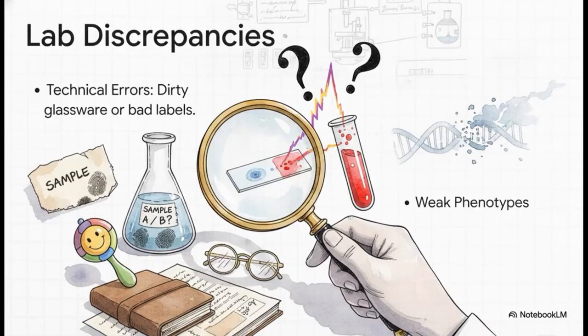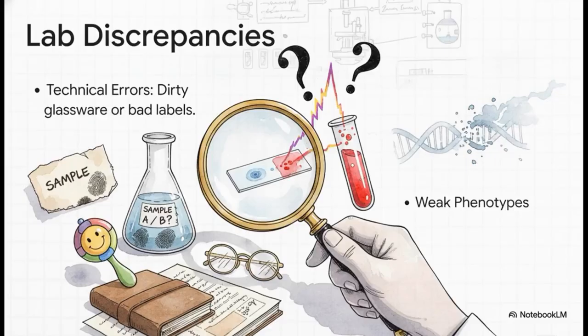But let's be real, science isn't always perfect. Sometimes labs face a real biological puzzle known as a discrepancy. This happens when the forward and reverse tests mysteriously contradict each other. Imagine the cells react like group A, but the serum shows anti-A antibodies. That completely breaks Landsteiner's rule.